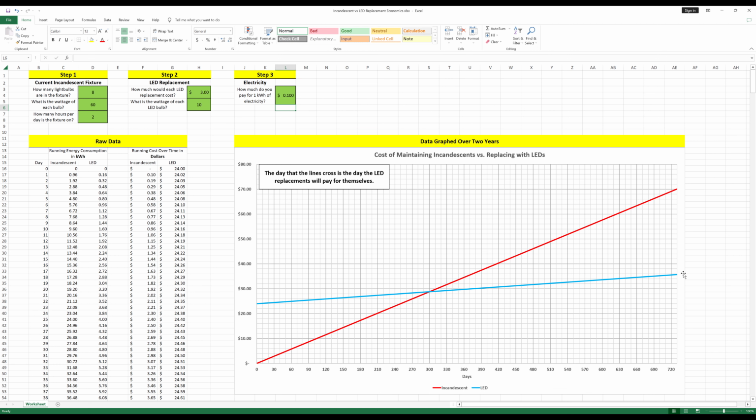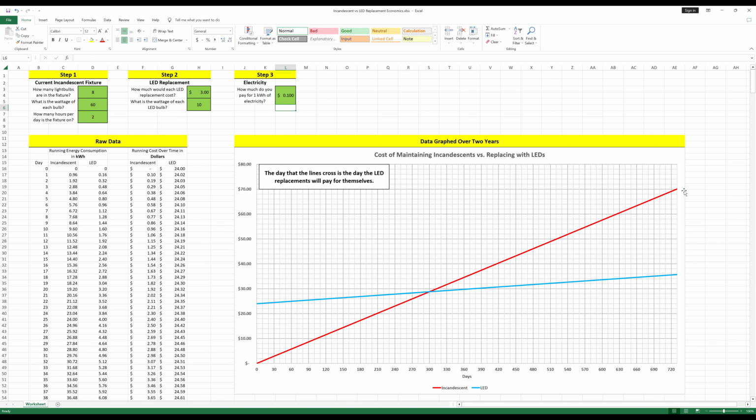So after the 2 years, the LEDs would have cost you something about $36, which is 24 for the LEDs, and then only $12 for electricity in the master bathroom for 2 years, versus incandescents, which cost you nothing at the beginning, but end up costing you $70 in electricity over the same time.